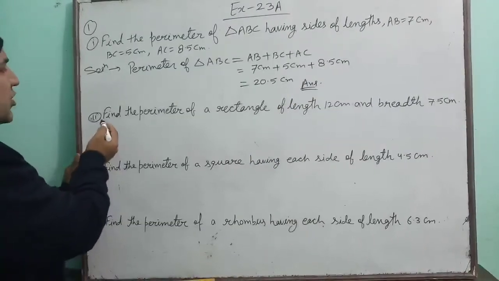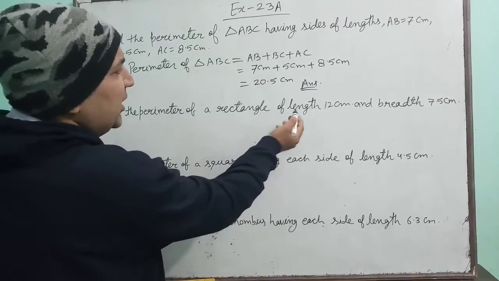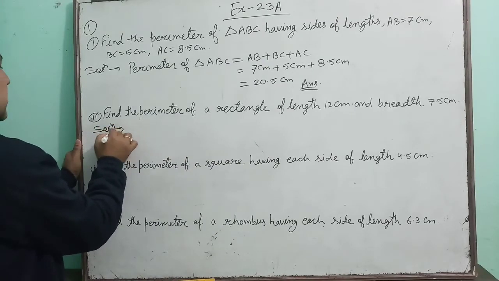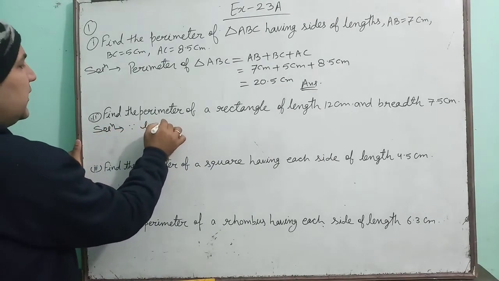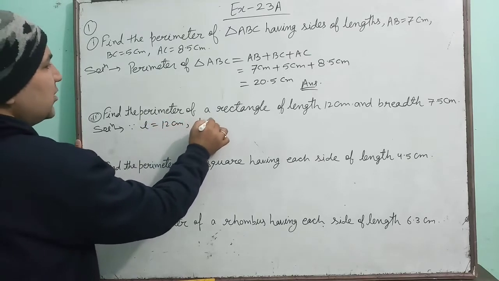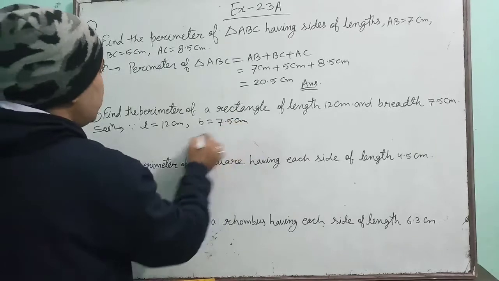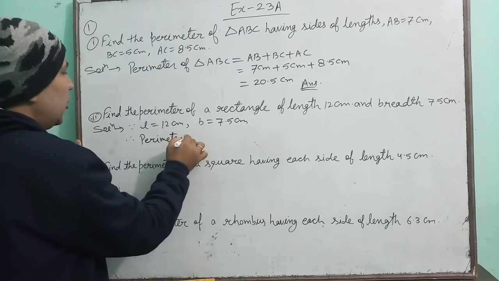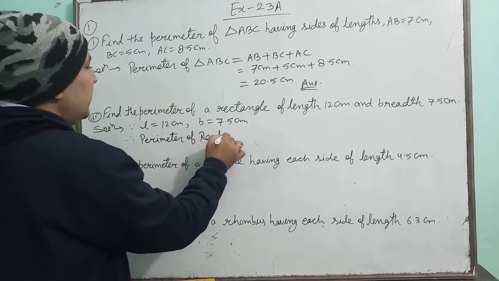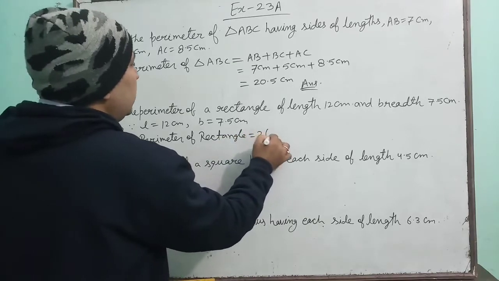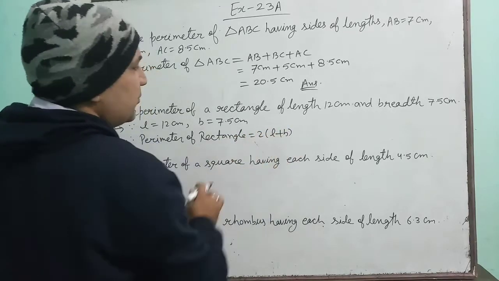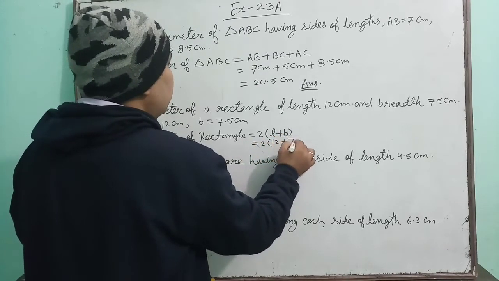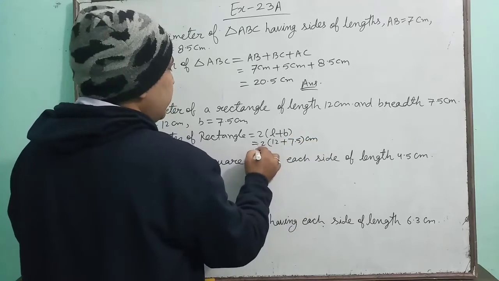See the second part of the question. Find the perimeter of a rectangle of length 12 centimeter and breadth 7.5 centimeter. Children, you can see that length is 12 centimeter and breadth is 7.5 centimeter. Therefore, perimeter of rectangle will be equal to, we know the formula, 2 times length plus breadth. Now put the value and calculate it. 2 into 12 plus 7.5 centimeter.